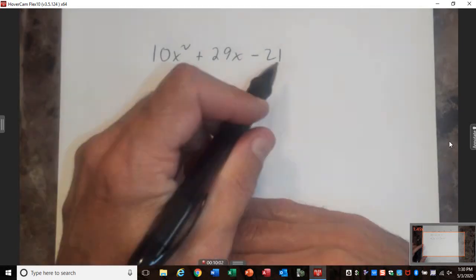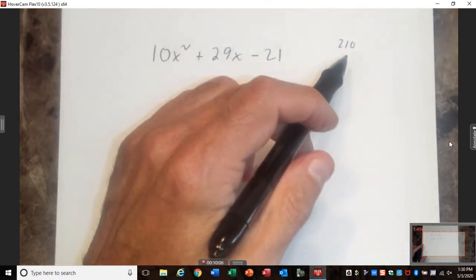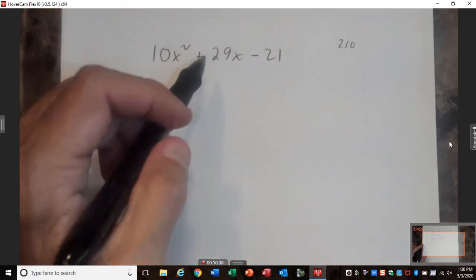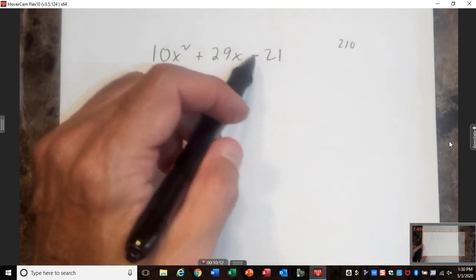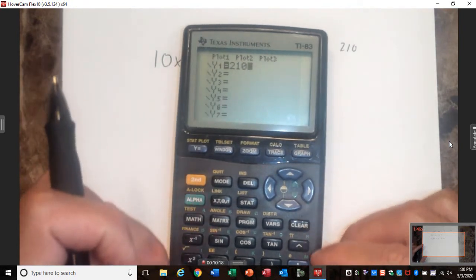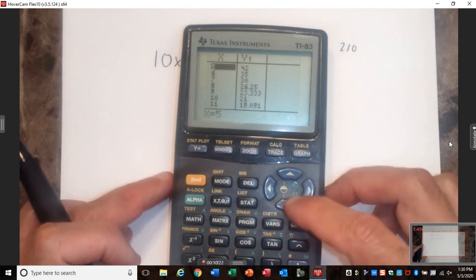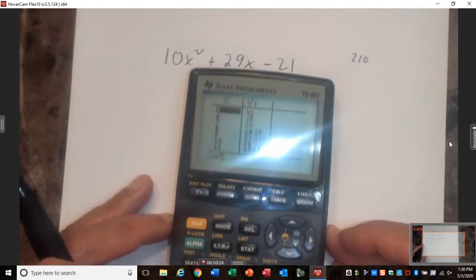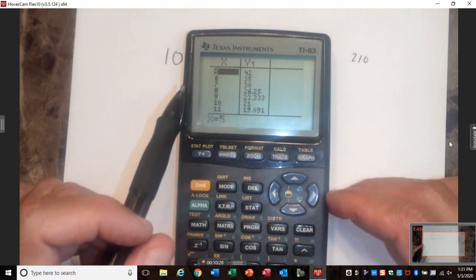You've got 10 times 21, which is 210. And we want factors of 210 that when we subtract, we get 29. Have to subtract because we've got a negative factor here. So go back to your calculator, type in 210 divided by x, go to your table, and remember, when you subtract, we're looking for 29. So we're looking for two numbers that when we subtract, we're going to get 29.